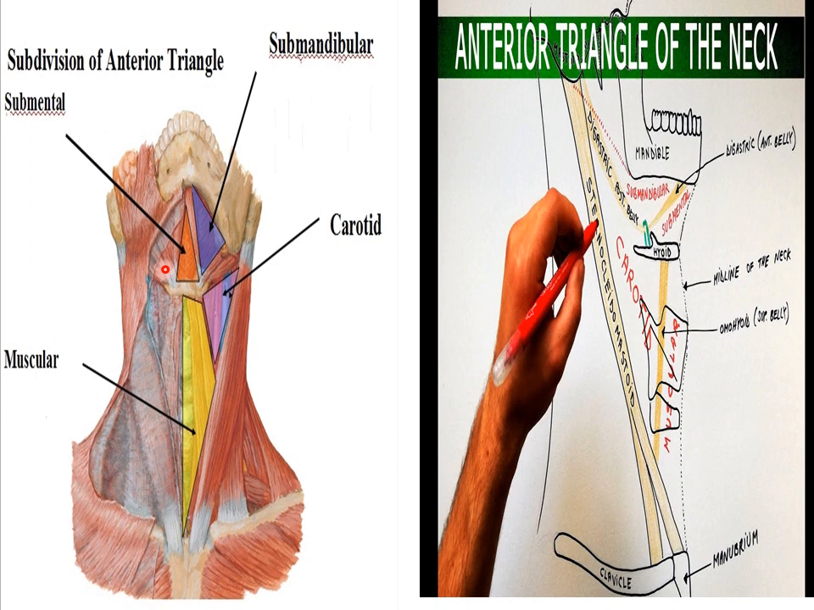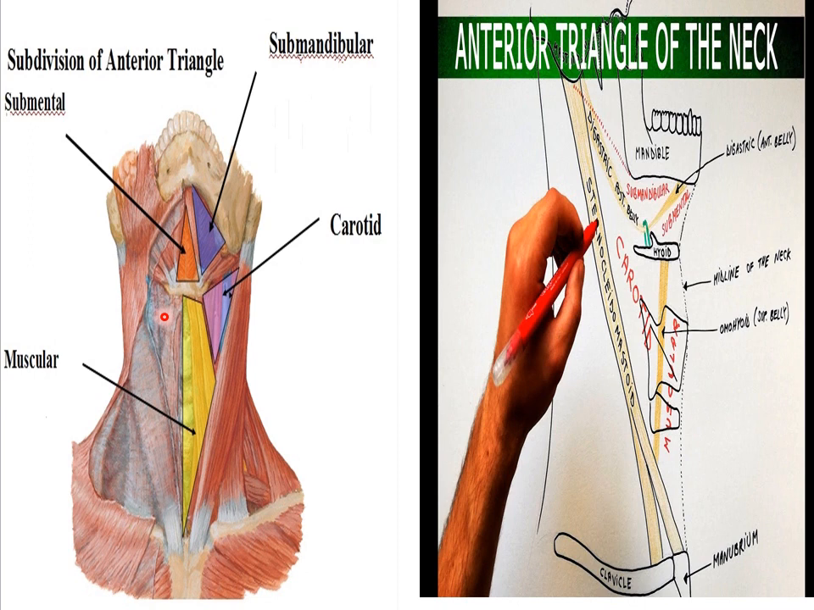Basically we have a total of 7 triangles. So 3 on either side. The submental is divided into half on the right side and half on the left side. So 3.5 on the right side and 3.5 on the left side. So in total we have 7 triangles. The anterior triangles are 7 in number.